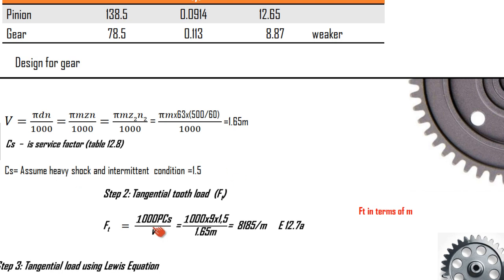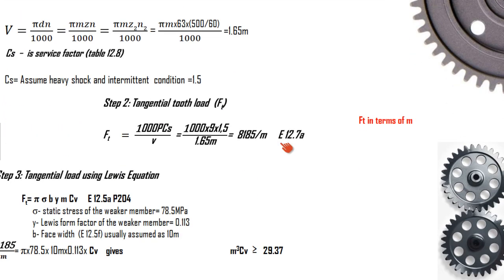Upon substituting all these values here, we get the value of Ft in terms of m, and the value is 8185 by m, where m is the module. Now in the third step, we are supposed to calculate the module using the Lewis equation, and the Lewis equation is Ft equals pi sigma b m Cv Y. Ft we have already calculated, which is 8185 by m. This is the value of Ft.